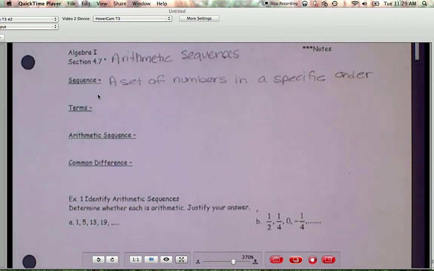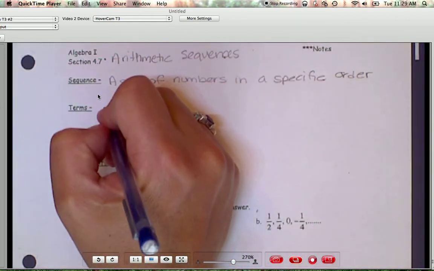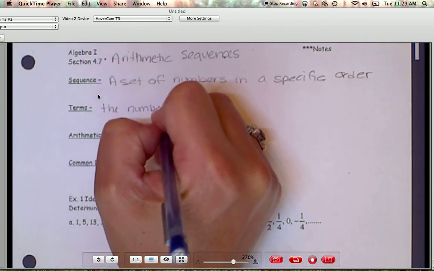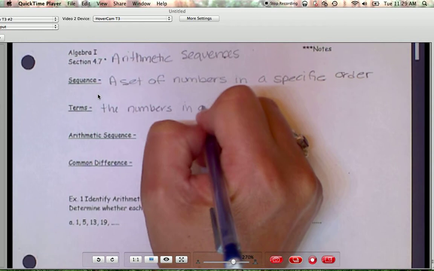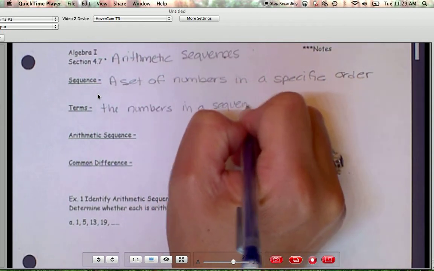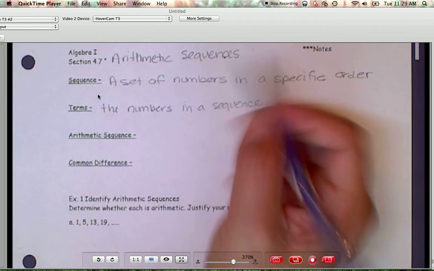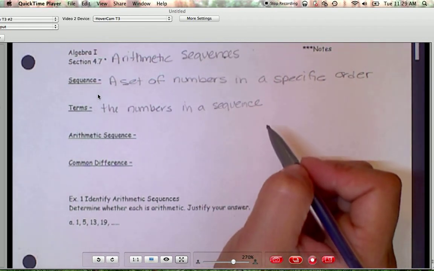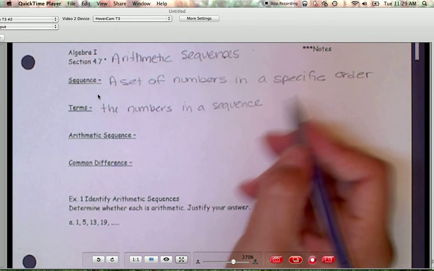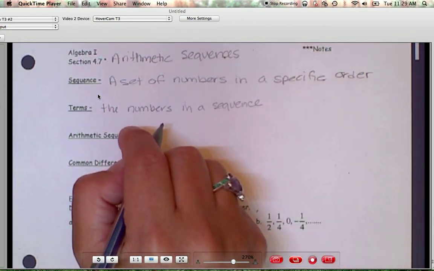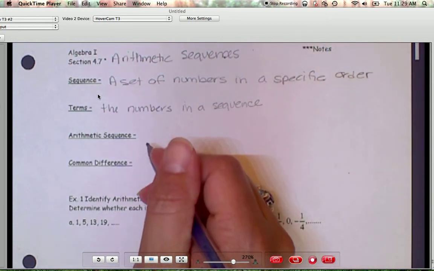And terms are the numbers in a sequence. So if it has 10 terms, that means it has 10 numbers in the sequence. Okay? An arithmetic sequence specifically, because we'll talk about an arithmetic sequence today, and at the end of the year we'll talk about geometric sequences.